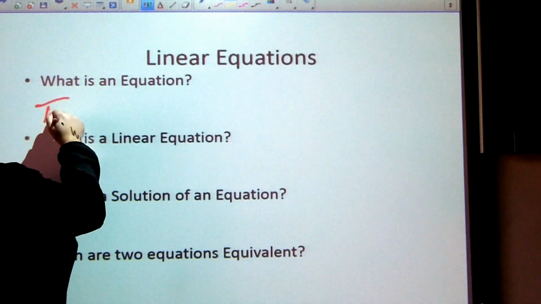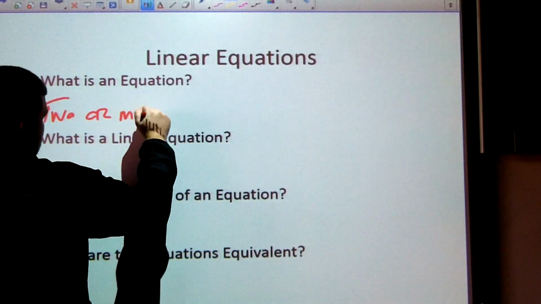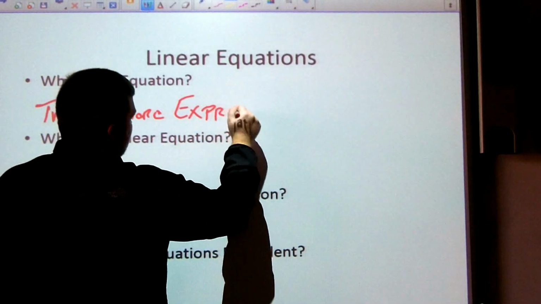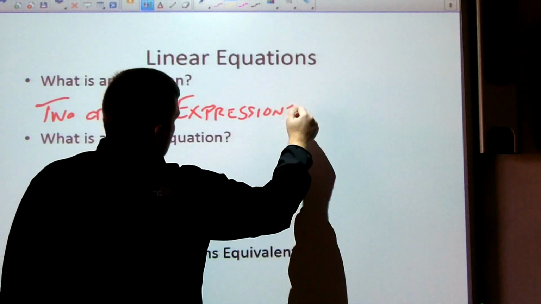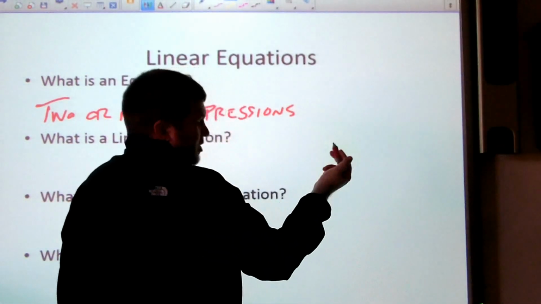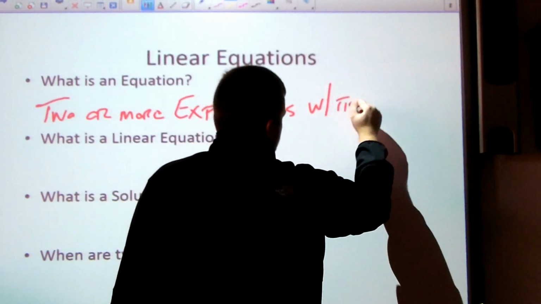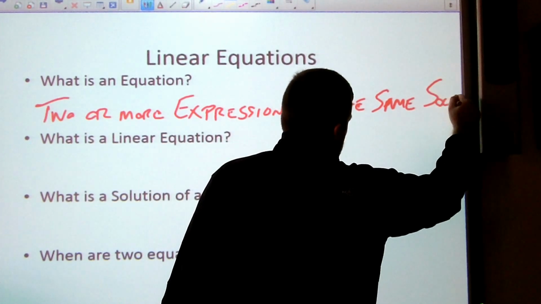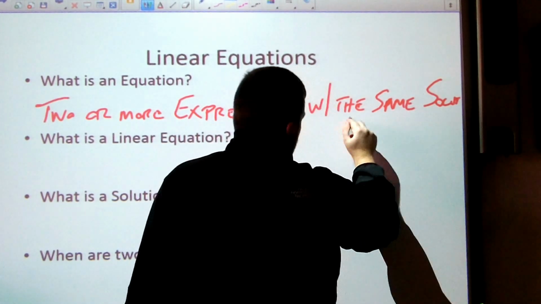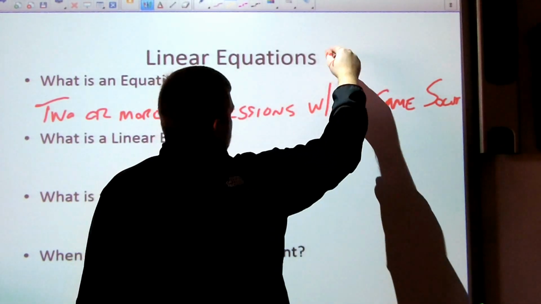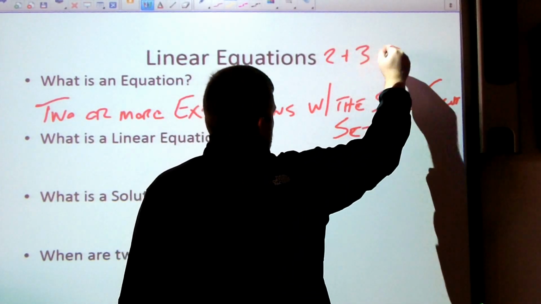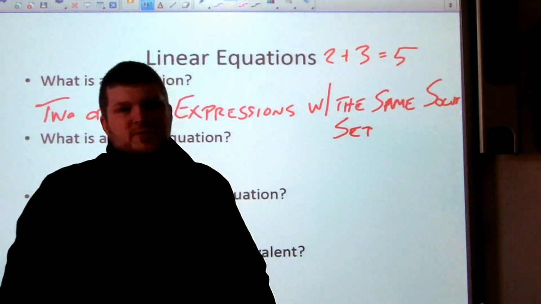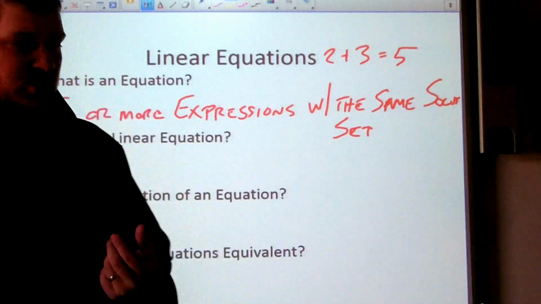So two or more expressions with the same values, with the same solution set. So for instance, here's an equation, 2 plus 3 equals 5. Both expressions, 2 plus 3 is an expression and 5 is an expression. They both have the same value, the same solution set, okay?